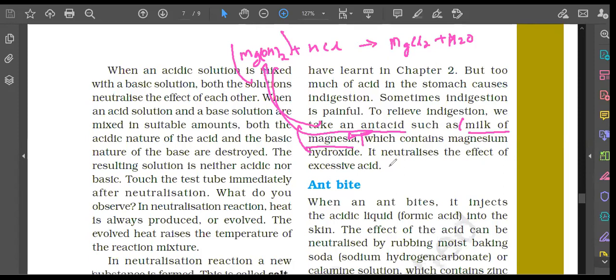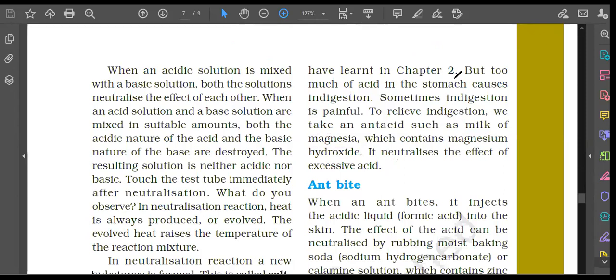Okay, this is one example. Now, the second example is ant bite. Now, ants contain acid. How many of you heard that if an ant bites, rub it with baking soda? Have you heard this? That if an ant or a bee bites, just rub it with soda. That's a usual remedy because when an ant bites, it injects acid, which is formic acid.